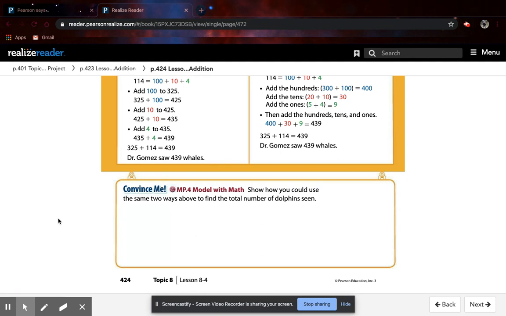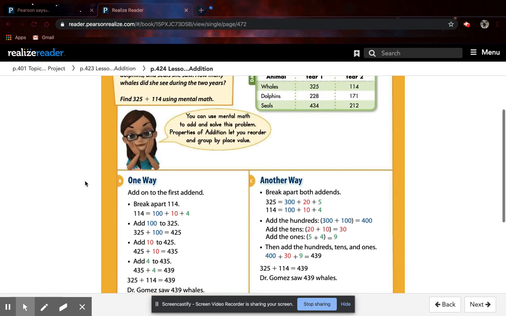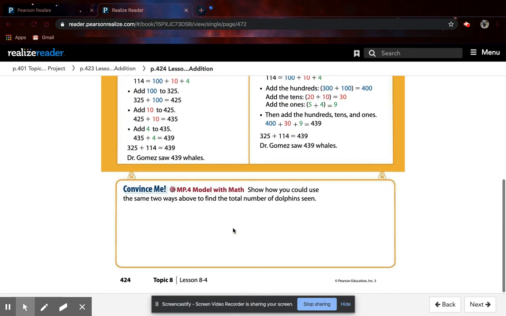Okay? So the Convince Me section at the bottom says model with math. Show how you can use the same 2 ways above to find the total number of dolphins seen. So in this section, if you followed the strategy in the one way box, and it says the same 2 ways above, I'm just going to show one way. And since I already said another way was my favorite, if you did the one in the one way box, that's totally fine. But I am just going to show the equation for the another way section.